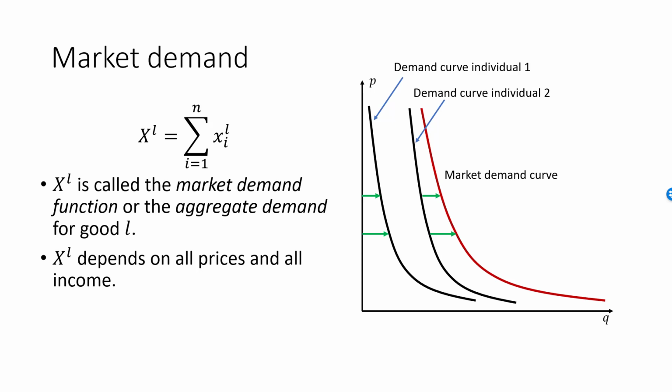It should be clear how to generalize this idea for an arbitrary number of individuals. We simply add all the individual demand curves horizontally. We must add them horizontally since quantity is along the horizontal axis.